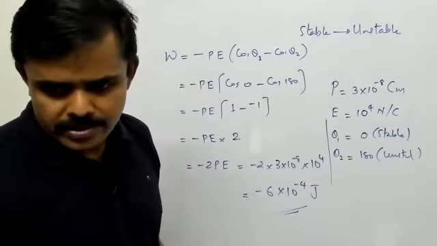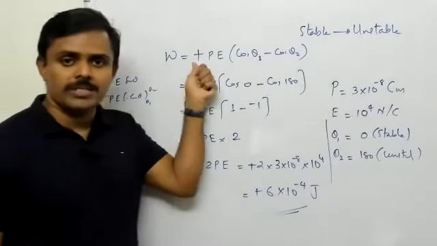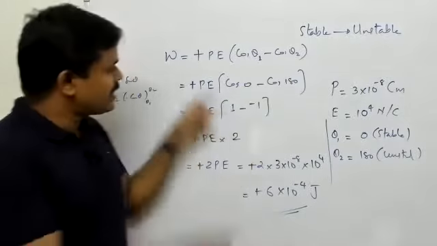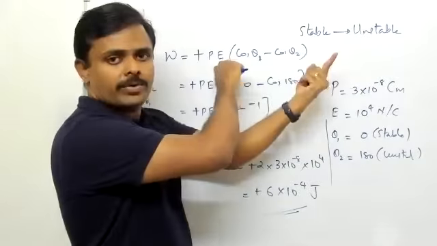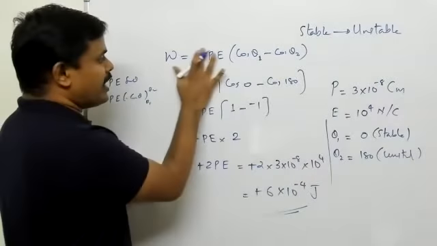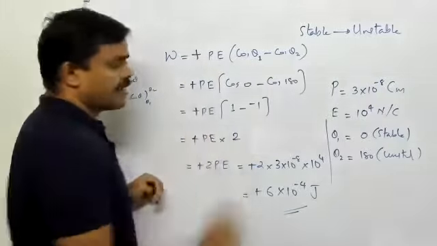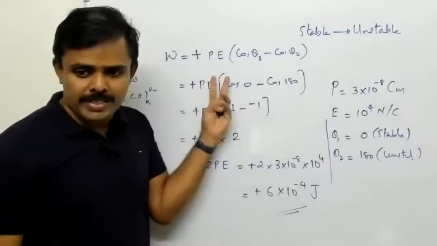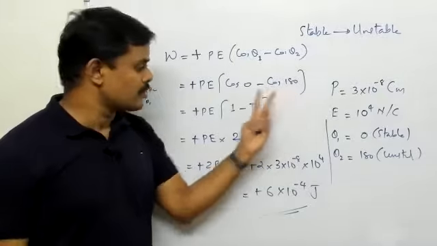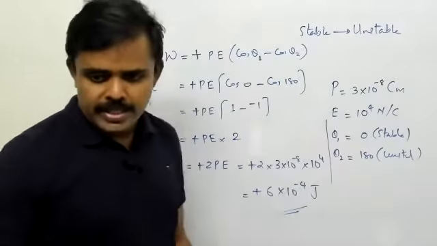Did you understand? See, I'm putting it on record. I made a mistake. The equation is not minus P, it is plus P into cos theta 1 minus cos theta 2. If you take it as minus, it will be cos theta 2 minus cos theta 1, but it is better to take it as plus. So it was a mistake from my side. PE into cos theta 1 minus cos theta 2, PE into cos 0 minus cos 180. So that makes it plus 2PE. So everything is plus 2. Did you understand?